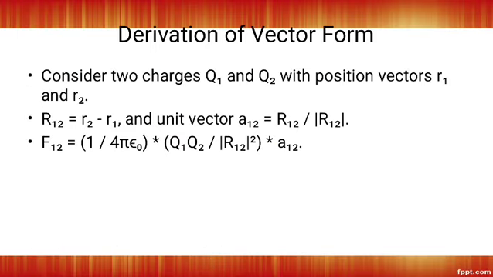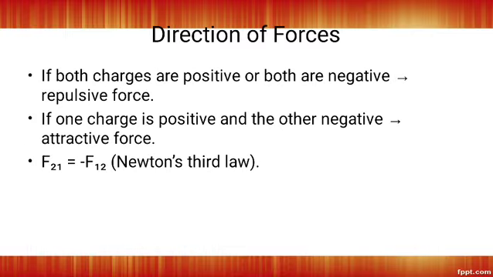The derivation of the vector form. Considering two charges Q1 and Q2 with positions R1 and R2, R12 is equal to R2 minus R1, and the unit vector A12 is equal to R12 divided by modulus R12. F12 is given by substituting these values: 1 by 4 pi epsilon naught into Q1 Q2 divided by R12 square into A12, and we know that A12 is the unit vector.